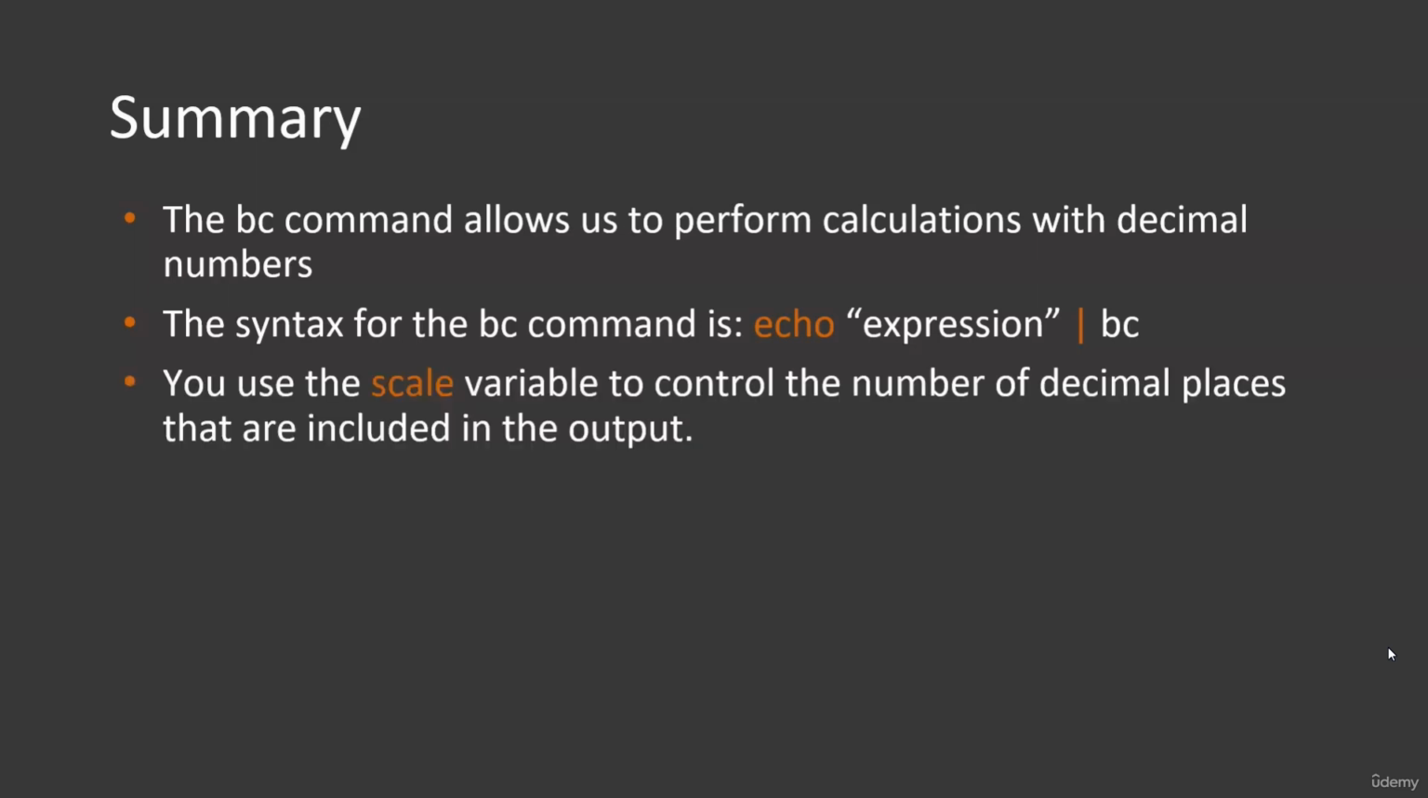You learned that the BC command has an internal variable called scale that controls the number of decimal places that are included in the output. Finally, you learned that you can set the scale variable by typing scale equals, then the number that you want, followed by a semicolon, before whatever expression you want to send to the BC command.